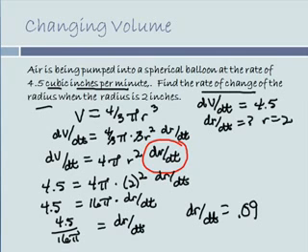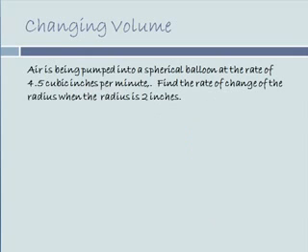And we said when the radius was 2 and the change in the volume was 4.5 cubic inches, that is 0.09 inches per minute. Alright, let's see what the next problem looks like.